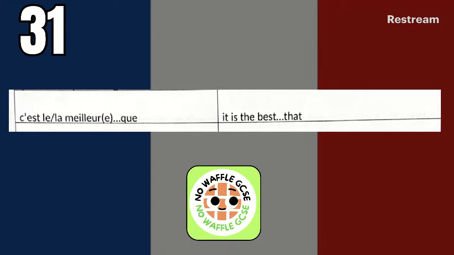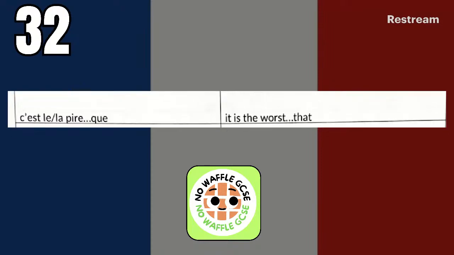C'est la meilleure or c'est le meilleur, depending on the gender of what you're discussing. C'est le or la pire, it's the worst. That, again, is use of superlatives.